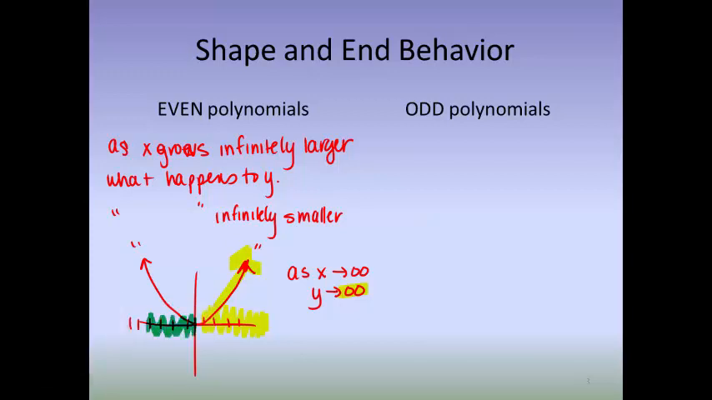So as x is getting smaller, oh, y is still getting bigger. So we write this twice, but we're talking about going towards positive infinity. Then we say as x goes to negative infinity, y also gets bigger.